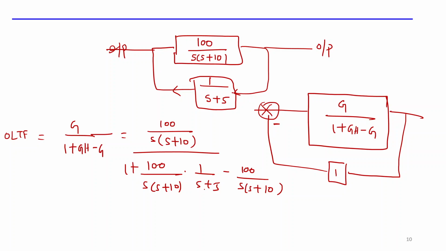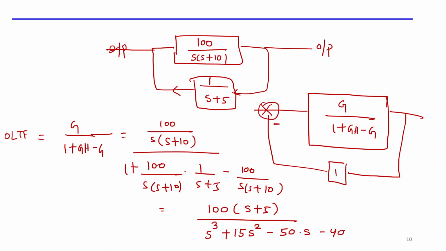What is this value? Let me write it down. I have written in my copy. This will be something like 100 times s plus 5, divided by a s cube, third order system, 15s square minus 50 times s minus 400. This is my open loop transfer function. Now just tell me what is the steady state error of this one when unity.